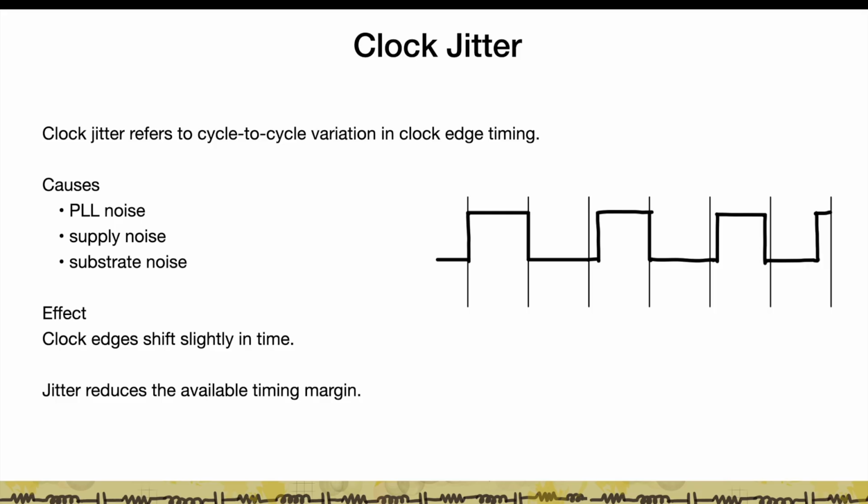If jitter is plus or minus 20 picoseconds, your STA tool treats the effective period as 40 picoseconds shorter than nominal. Because in the worst case, the launch edge was 20 picoseconds late and the capture edge was 20 picoseconds early. That's 40 picoseconds eaten out of your timing budget before a single gate has been analyzed. This is why low-jitter PLLs are so valuable in high-performance design. Every picosecond of jitter reduction directly translates into timing budget you can use elsewhere.